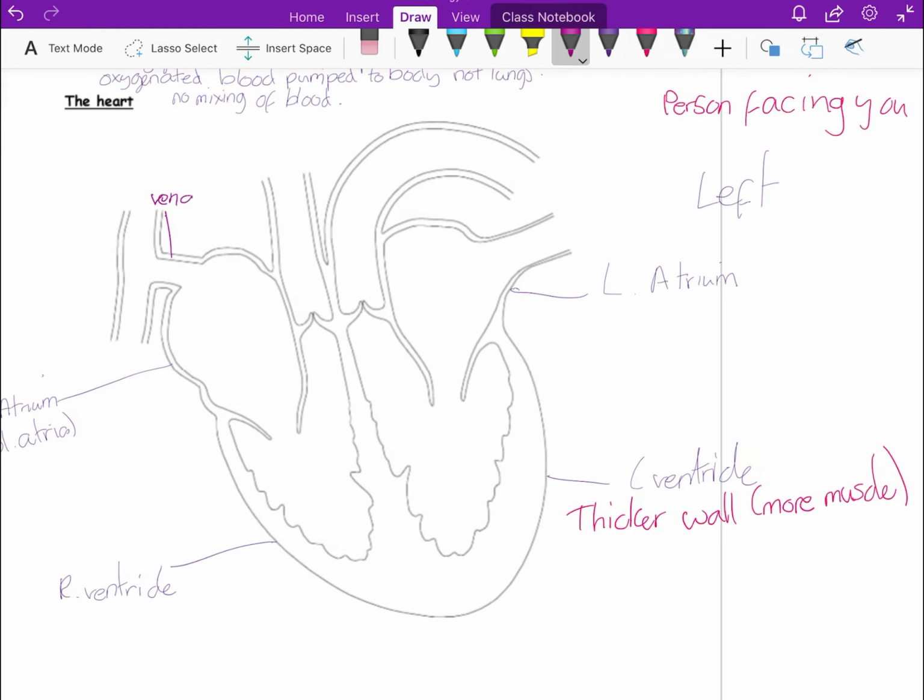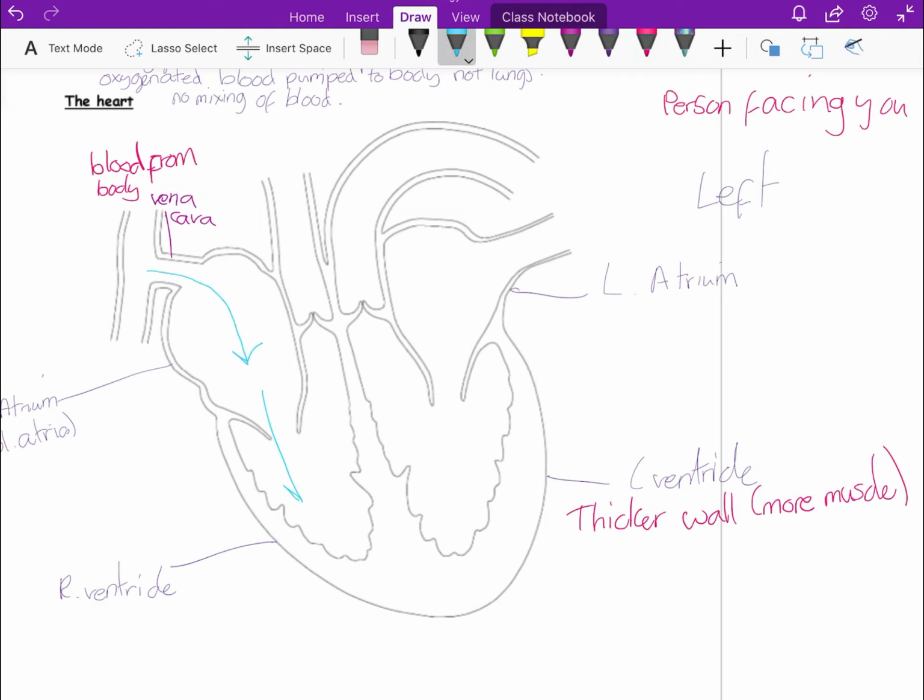Next, we're going to label up the four blood vessels associated with the heart. So I usually start with the vena cava, because that's going to be where blood is entering into the heart for the first time from the body. We often think about the route of blood going through the heart as starting with blood coming back from the body into the vena cava.